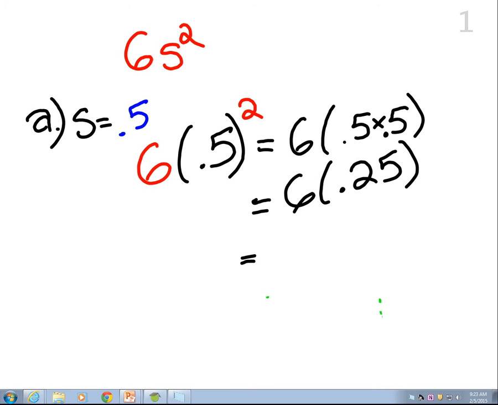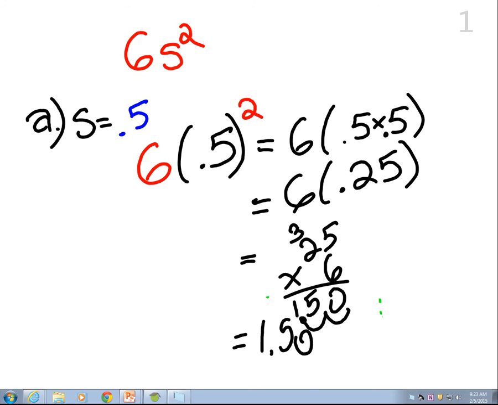6 times 0.25. Once again, I'm going to do that, and this time I'll show my work. Because I don't need a calculator. Okay, 12. Then there were 2 decimal places, so I go boop, boop. Good. That's probably one you can do in your head. So we have 1.5. So it's 1.5. That is the surface area total on a cube with a side of 0.5. Now it's your turn. Please do part C.